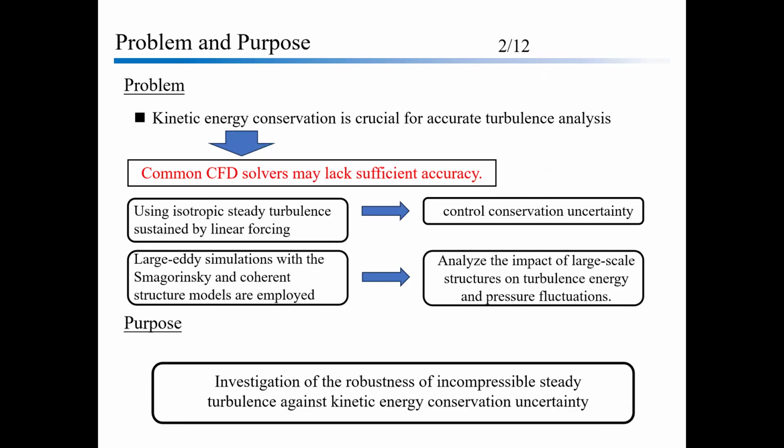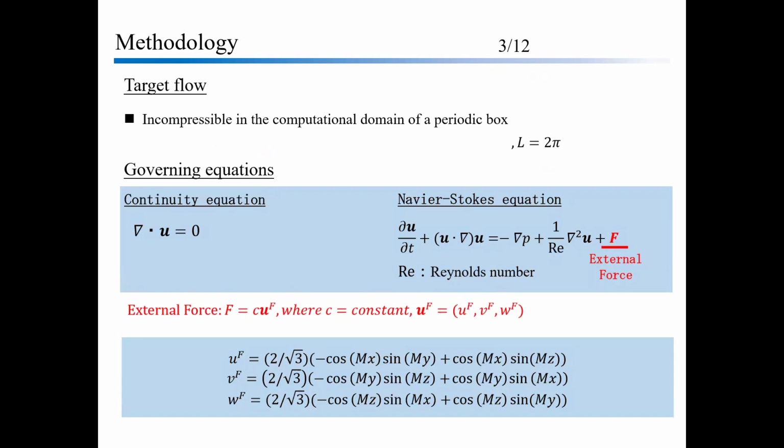By varying the forcing parameters, this study evaluates the effects of large-scale dynamics on turbulence and the impact of energy conservation uncertainty. The flow analysis in this study is incompressible in a periodic box domain. Here, one side of this periodic box domain is 2π. The governing equations are the continuity and Navier-Stokes equations for incompressible flow. One way to generate steady turbulence is using the external force field in the governing equation, the linear forcing method.